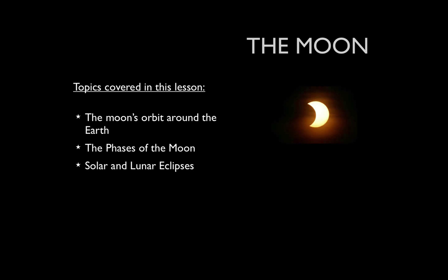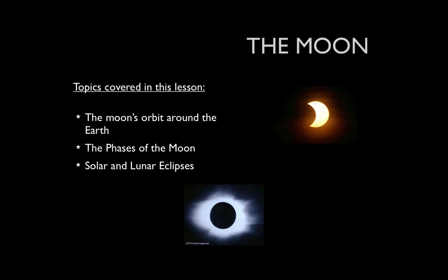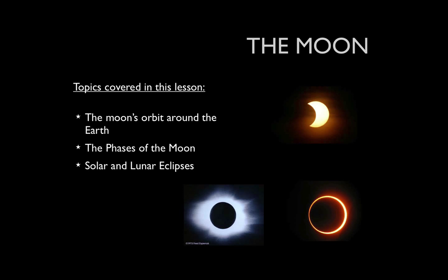Finally, we will discuss the phenomena of solar and lunar eclipses, which are rare and wonderful events that happen when certain arrangements of the Sun, Moon, and Earth occur. After listening to this lecture, you will be able to understand why certain eclipses look like this, while others never quite achieve totality and look more like a ring in the sky.